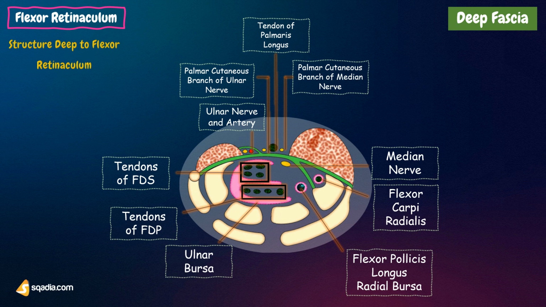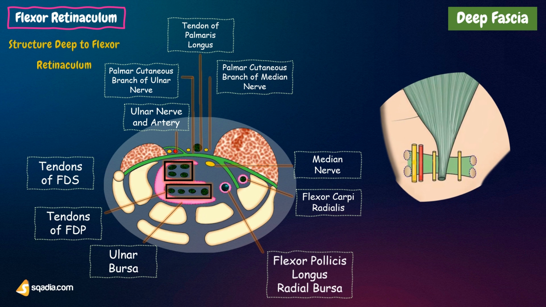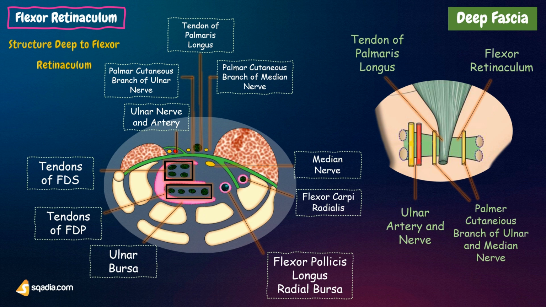In this much simpler schematic diagram, you can see the relation of the flexor retinaculum with the ulnar artery and nerve, as well as the palmar cutaneous branch of the median nerve. The tendon of palmaris longus is also shown here.